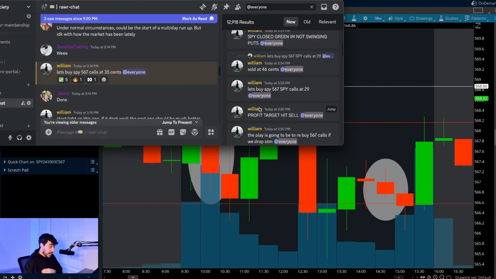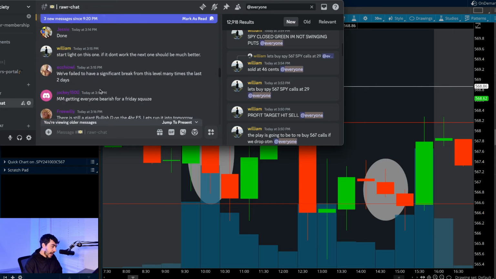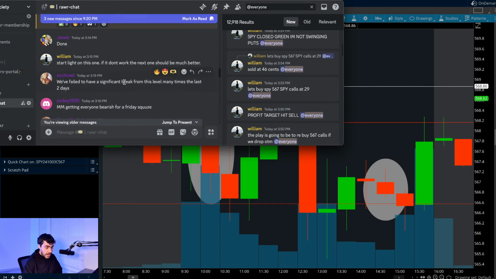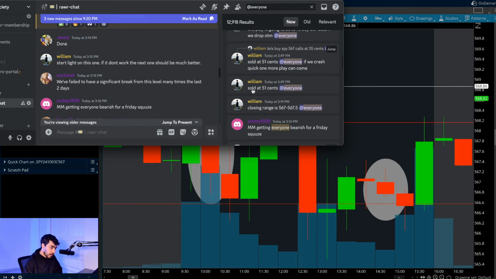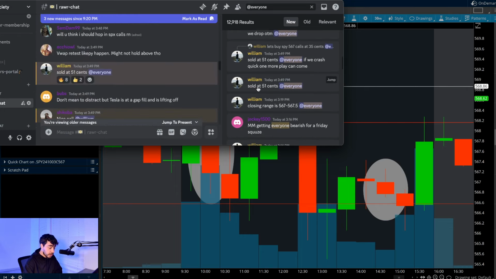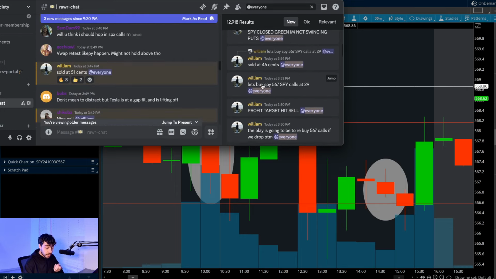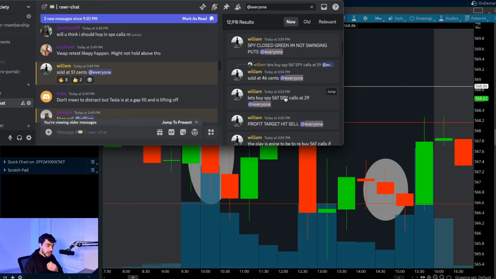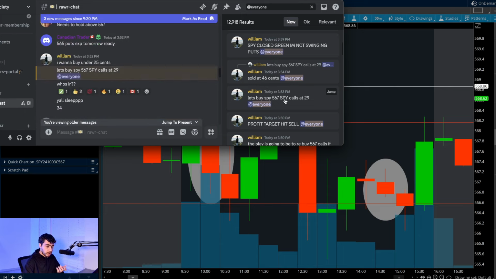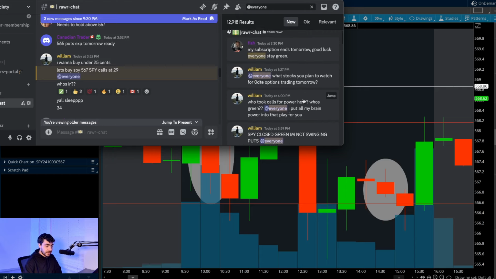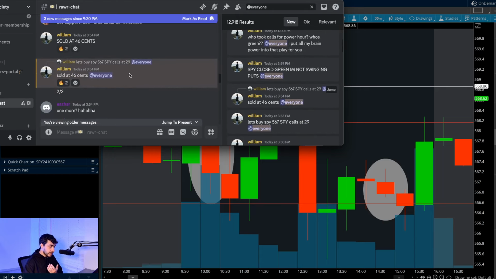So in terms of this trade, I bought these 567 calls at 35 cents a contract, and I ended up exiting these calls at 51 cents a contract, right? So I sold at 51 cents a contract, and then I made another trade using the strategy. I got in on the same strike when it dropped back down at the exact lows, 29 cents a contract, and then I sold at the speed of light for 46 cents a contract, right?